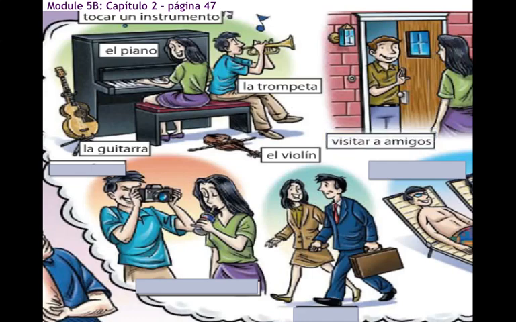Visitar a amigos. Notice that little a. It is between visitar and amigos. It's called a personal a. When a person is receiving the action of a verb, a little a goes in there to indicate that it's a person, not an object. It has no literal translation in English. So just kind of keep it in the back of your mind.